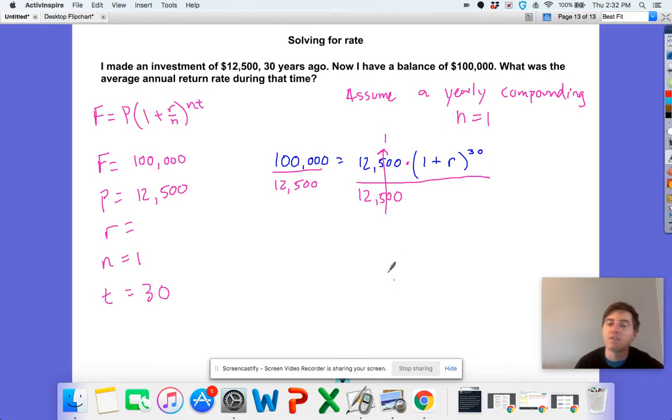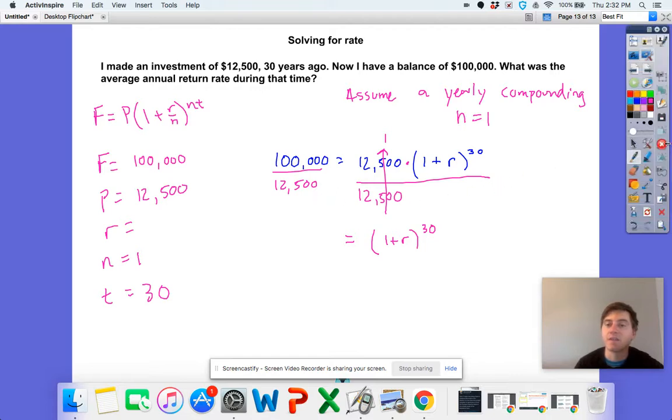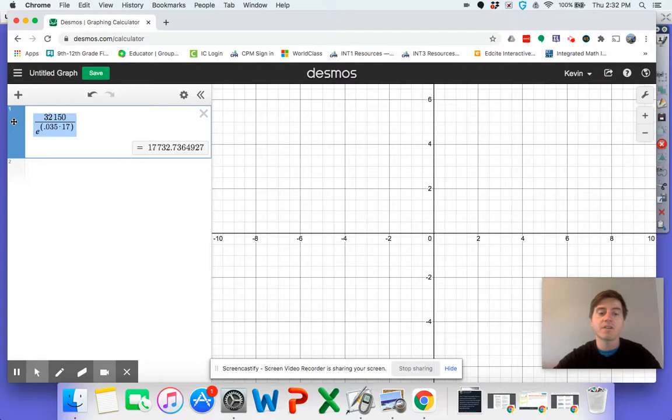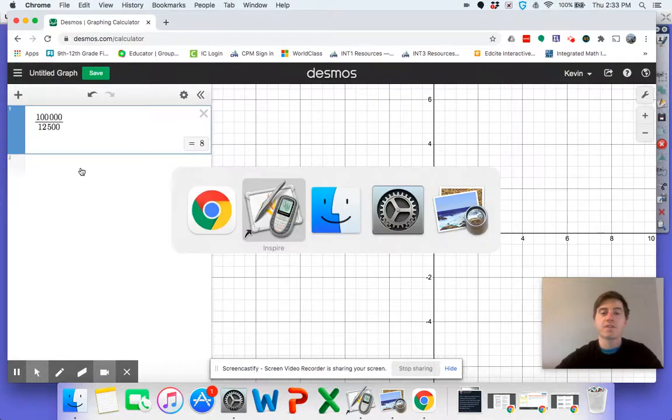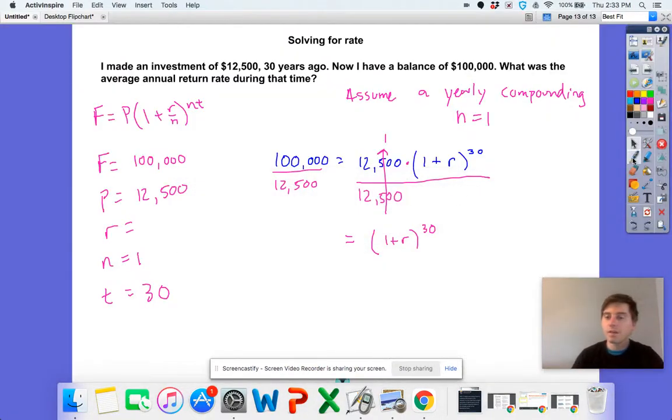12.5 divided by 12.5 is just 1. So that gives us 1 times anything is itself, so we still have that. And then let's see, 100,000 divided by 12.5. Is that going to be a nice number? If it is, we'll switch it. If it's not, we'll just keep it. 8. Okay, it's a perfect number. If this was ugly, you could just keep it as this divided by this. That's fine, but it's 8, so that's very nice.